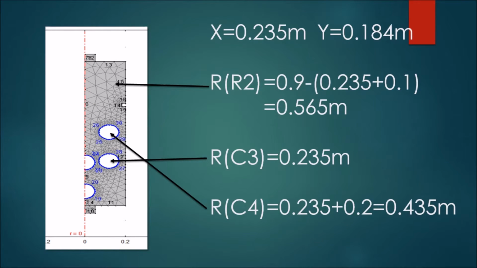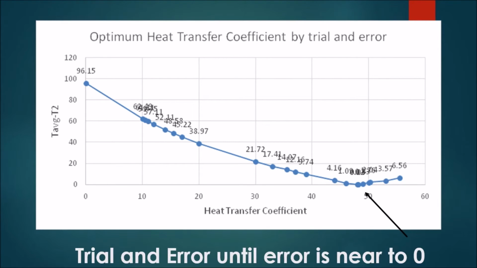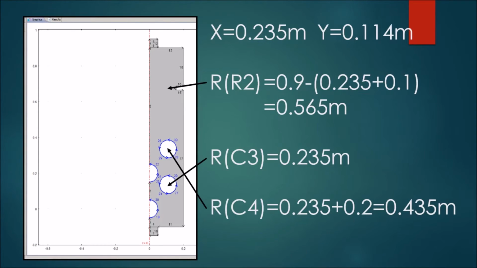Next will be Chu Hong Sian's and Jaganiswaran's part, where for both of them the value is the same. To achieve 121 degrees Celsius, the heat transfer coefficient is 48.1, and this is the graph of their optimum heat transfer coefficient by trial and error. This is the diagram which they got, where the x value is equal to 0.235 meter and y is equal to 0.114 meter.